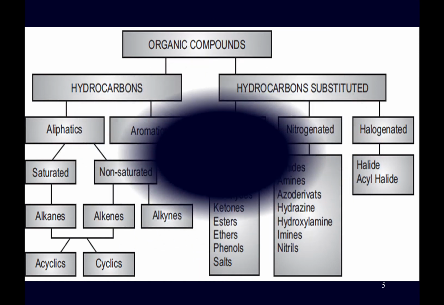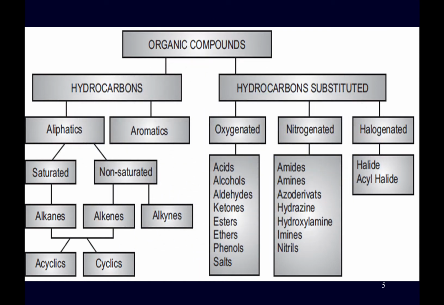Other way of classification is into 2 major groups, simple hydrocarbons and substituted hydrocarbons. Under simple hydrocarbons you have aliphatics and aromatics. Again they are divided into saturated and unsaturated. As far as aliphatic compounds are concerned, in the saturated you got alkanes, which can be again alicyclics, acyclics and cyclics, while in unsaturated or non-saturated you got alkenes and alkynes, which can be further classified as acyclics and cyclics.